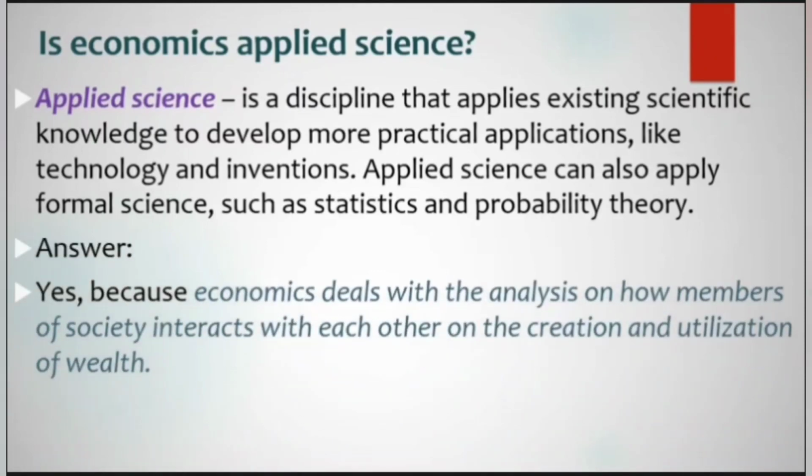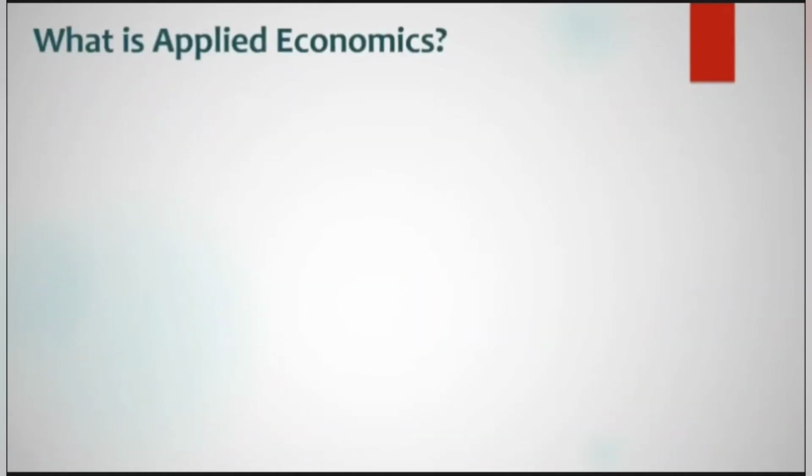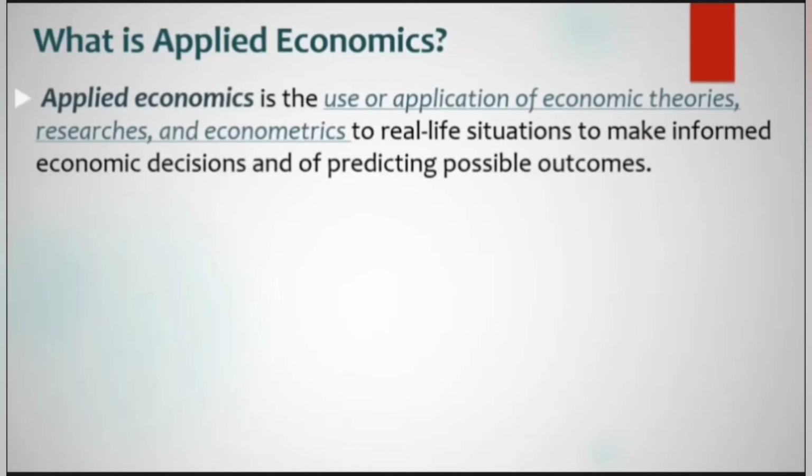The answer is yes, because economics deals with the analysis on how members of society interacts with each other on the creation and utilization of wealth. What makes economics an applied science is the formulation of general theories through testing, mainly using data from the past. Applied economics is the use or application of economic theories, researches, and econometrics to real-life situations to make informed economic decisions and of predicting possible outcomes.